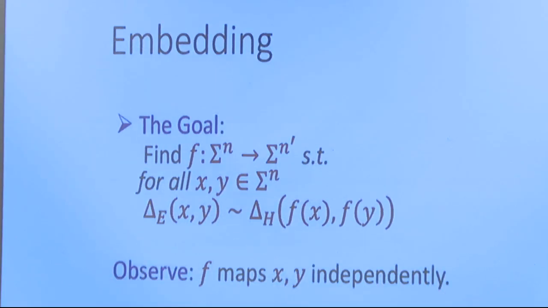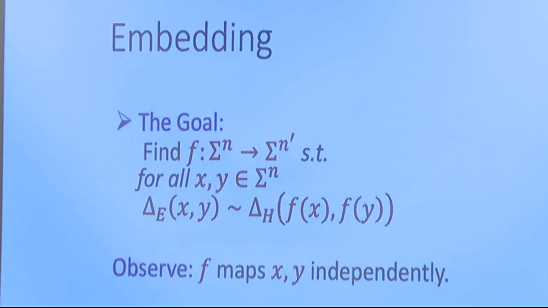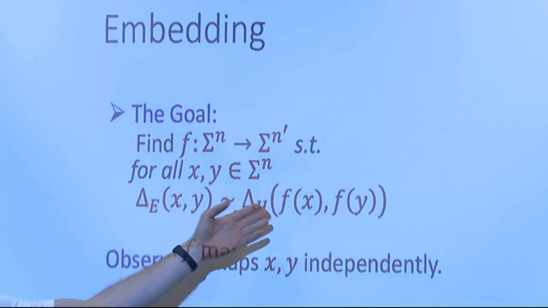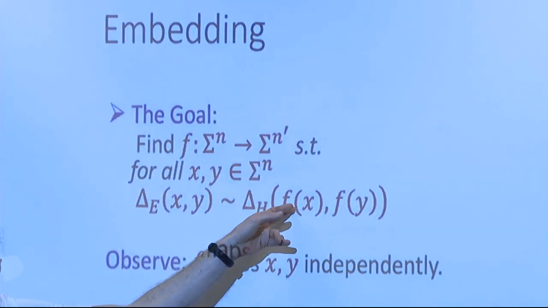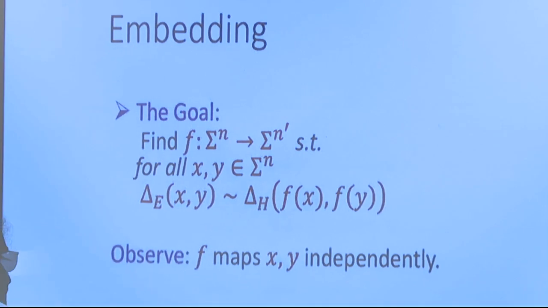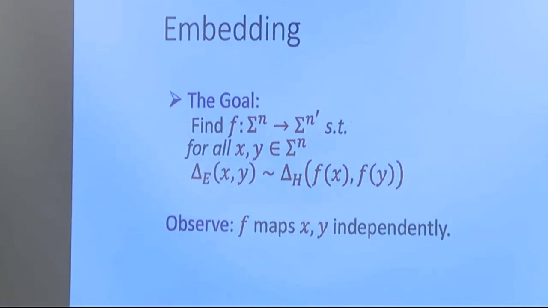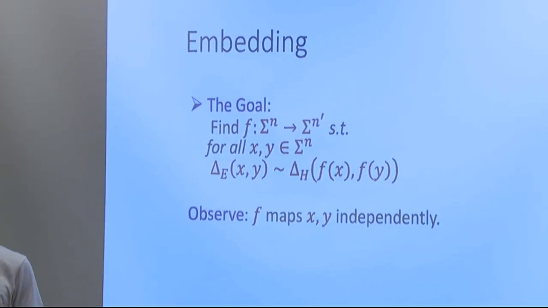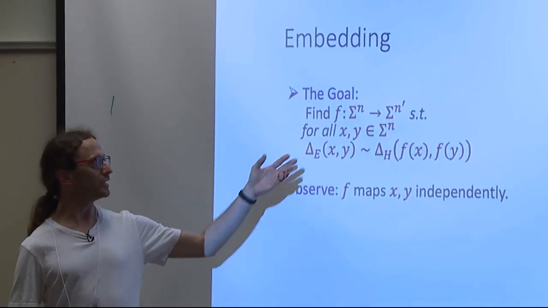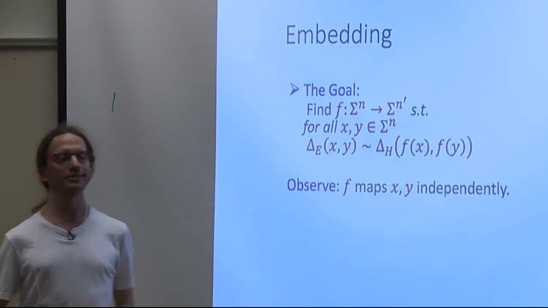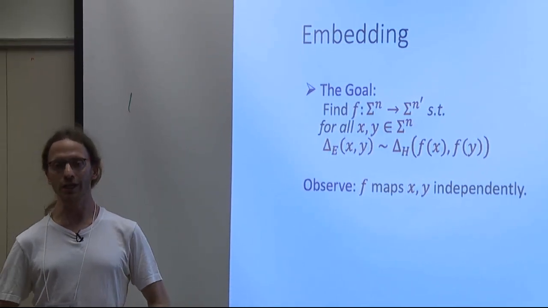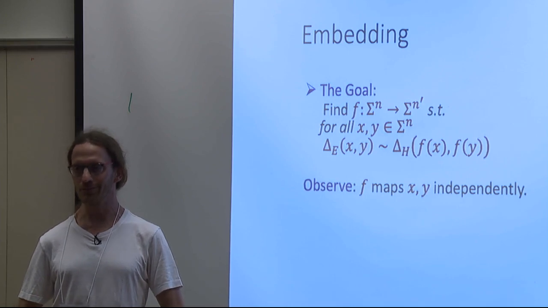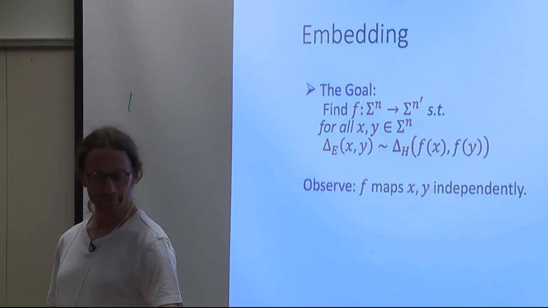One crucial thing about embedding is that the embedding is done independently. The mapping sees only the string x, and separately only the string y, and somehow miraculously the edit distance of the original strings translates into the Hamming distance of the embedded strings. So this is an embedding.